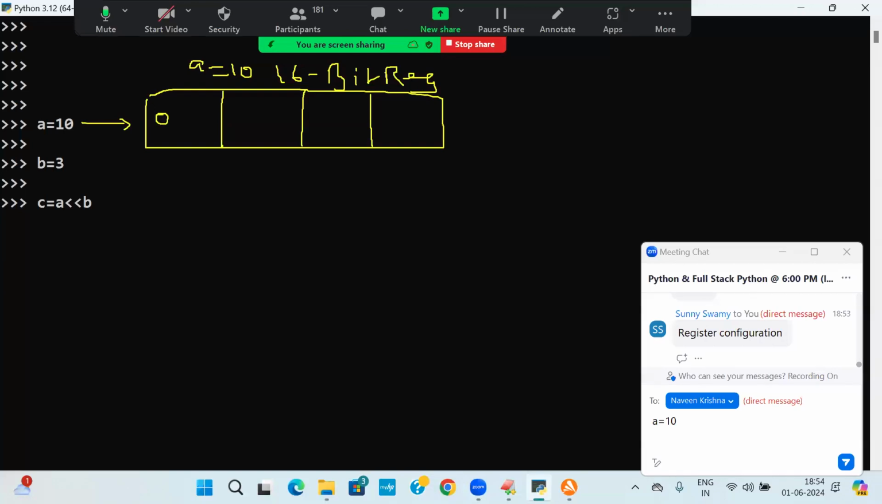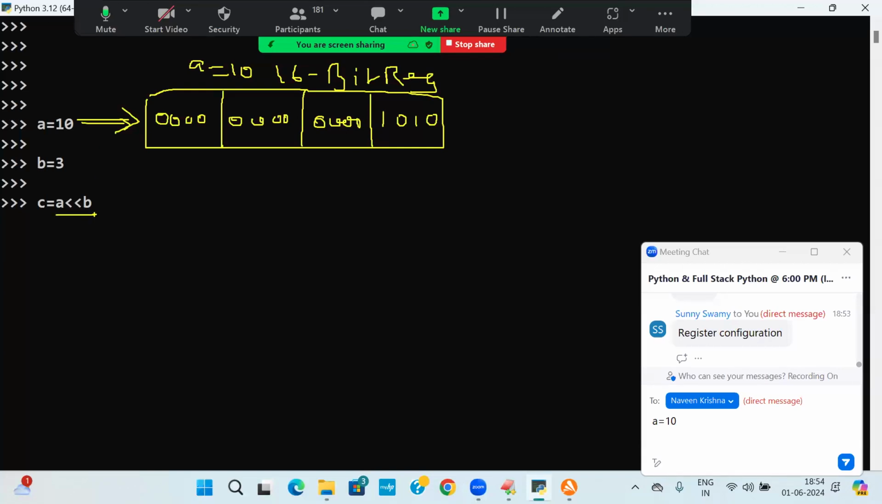Okay, what is this data now? 0, 0, 0. This is called 0, 0, 0, and 0, 0, 0, 0. And what is this now? 1, 0, 1, 0, written. Now I am saying B is equal to what? 3. B is equal to 3. Then this is called the bit representation. I said A double less than B.